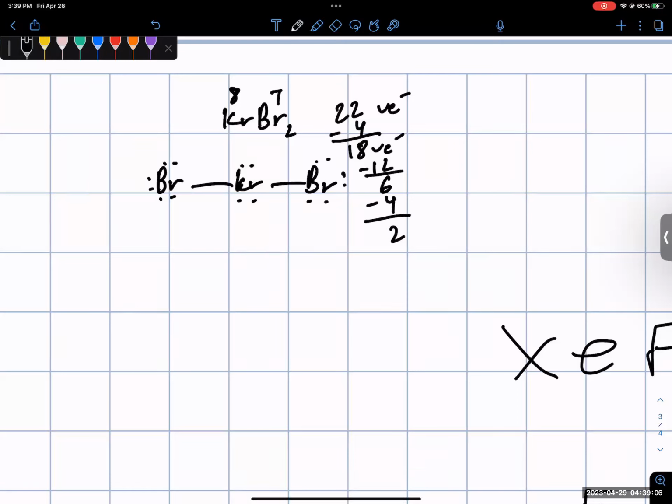Are you sure? No, you can't. Krypton does have an expanded octet. Krypton actually does have an expanded octet. It's under row 3. It's krypton and xenon. I've been told it's only the things under row 3. No, it's anything under row 3 can. Wait, hold on. And row 3 itself too.